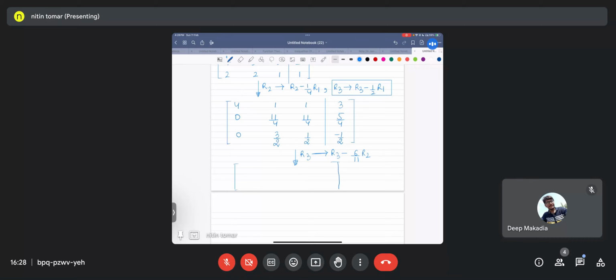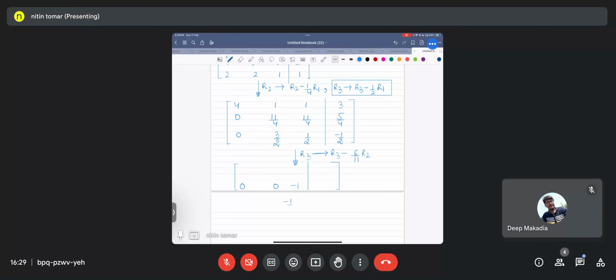Because we are to obtain the value of Z, I'm just computing the last row, okay? You'll have 0 here, then 0 here, then you have half minus 6 by 11 times 11 by 4, half minus 3 by 2. So you'll have minus half here. Oh, sorry, minus 1. Am I correct? Yes, sir. Okay. And what about the other side?